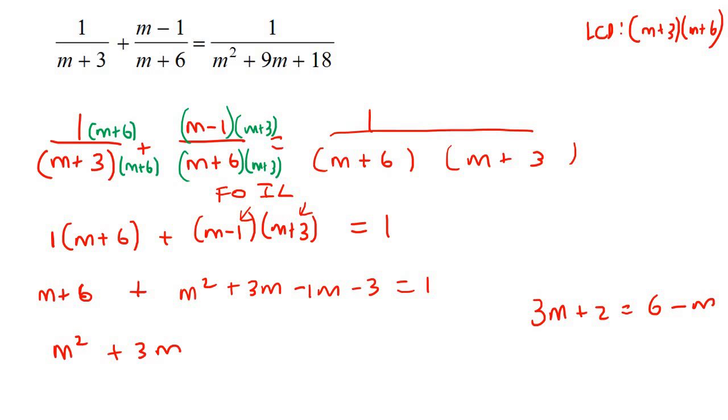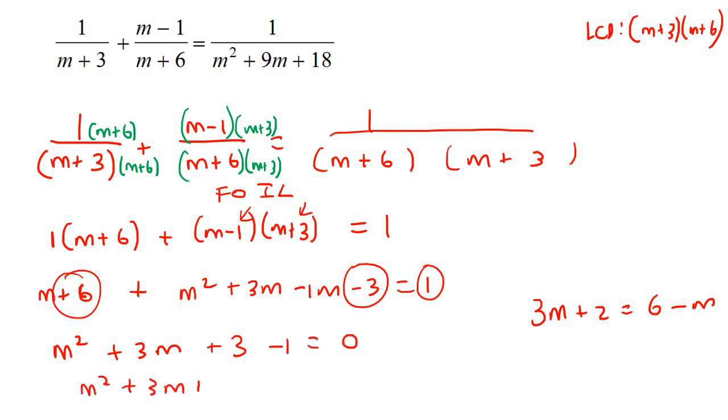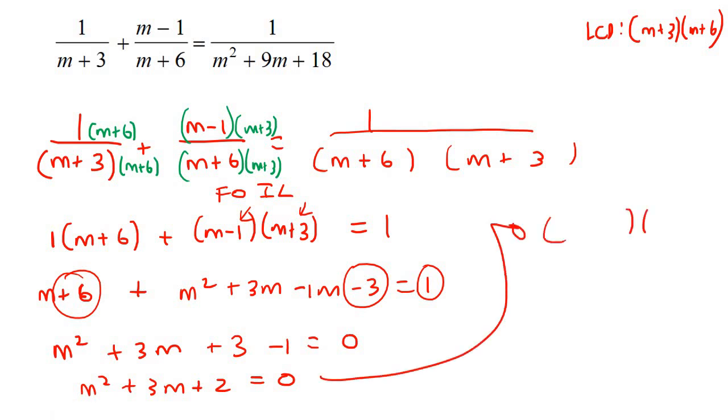So it's going to become plus 3m because this m and this m are going to cancel each other out. And then, where are we? Oh, 6 minus 3 is going to be 3, and then we're going to bring this one over where it becomes negative, and so now we have m squared plus 3m plus 2 equals to 0. Now you need to solve. You can either use the quadratic formula, or this one actually factorizes really nicely. It would factorize as m plus 2 and m plus 1.